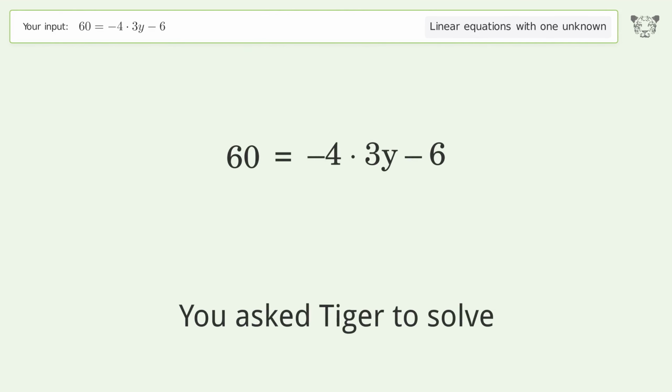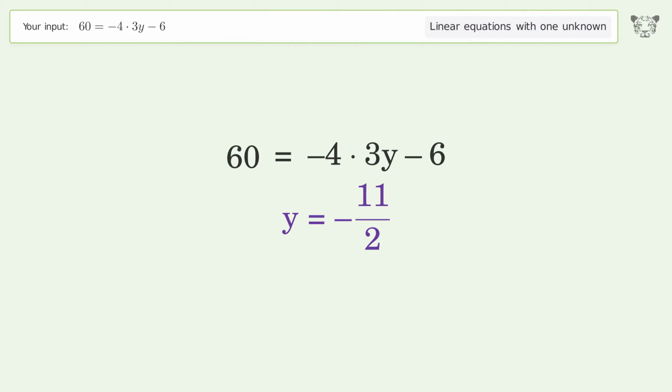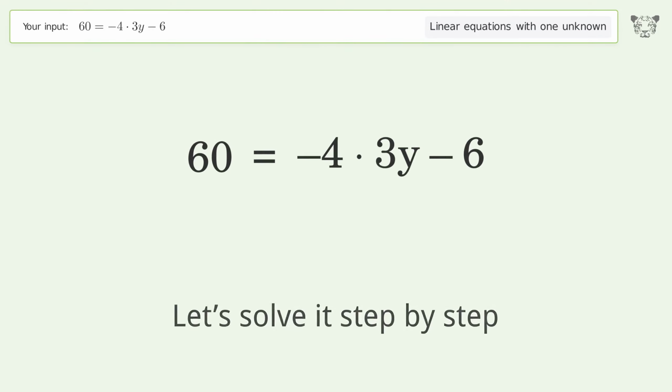You ask Tiger to solve. This deals with linear equations with one unknown. The final result is y equals -11/2. Let's solve it step by step.